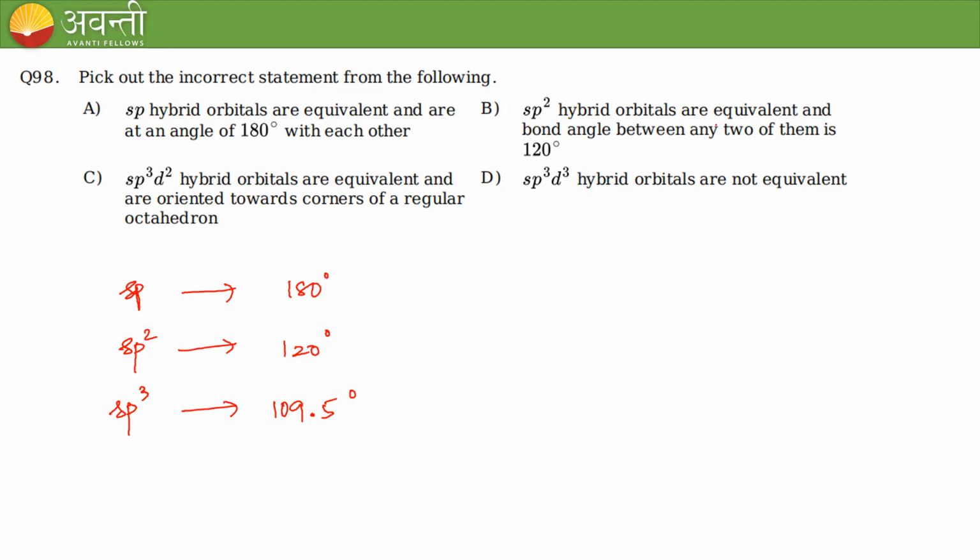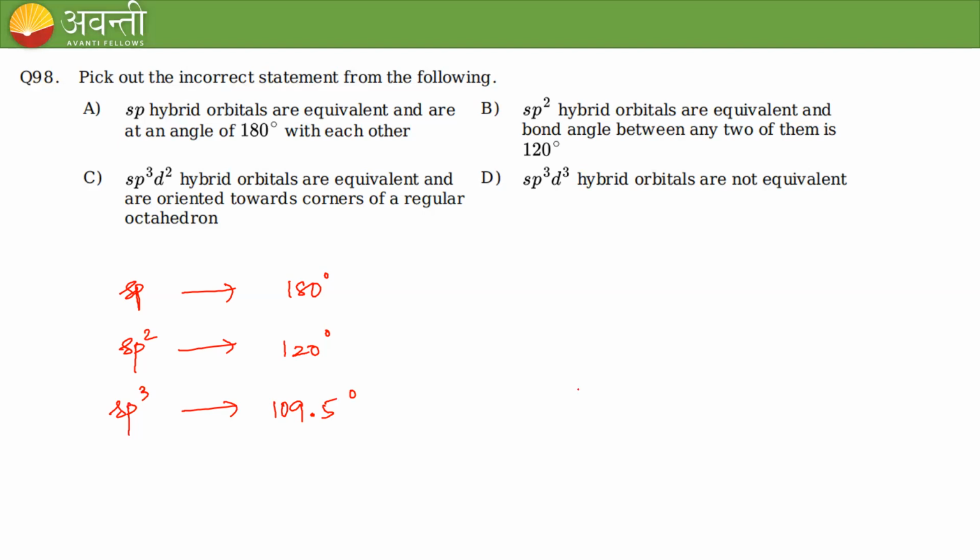sp2 hybrid orbitals are equivalent and the bond angle between any two of them is 120. Yeah, that is also correct. sp2 is having 120. And all the hybrid orbitals will obviously be of equivalent energy only. And coming to option C, sp3d2 hybrid orbitals are equivalent and are oriented towards the corners of the regular octahedron.